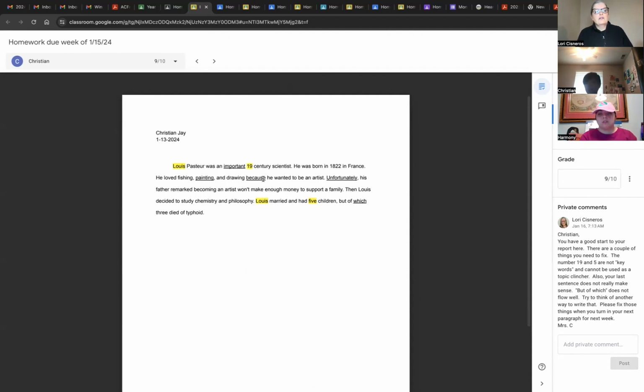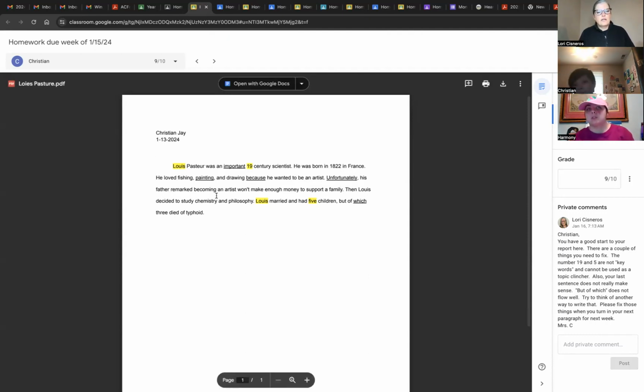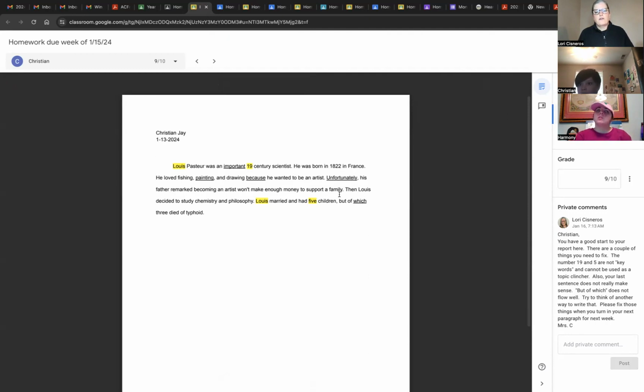Louis Pasteur was an important 19th century scientist. He was born in 1822 in France. He loved fishing, painting, and drawing because he wanted to be an artist. Unfortunately, that was a perfect adverb right there. Unfortunately, his father remarked, becoming an artist won't make enough money to support a family. Then Louis, no, what did I say? It's Louis. Louis decided to study chemistry and philosophy. Louis married and had 5 children, but of which 3 died of typhoid. Super sad about his life, but that's true. That was part of it.